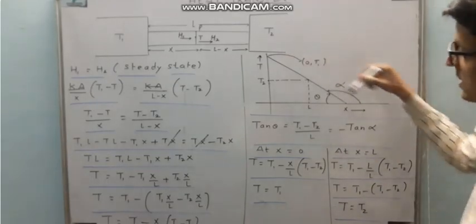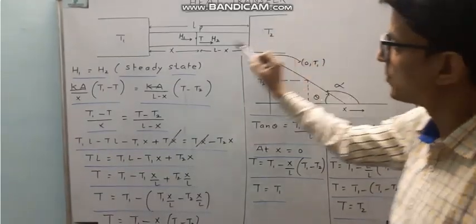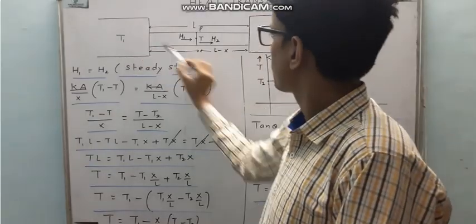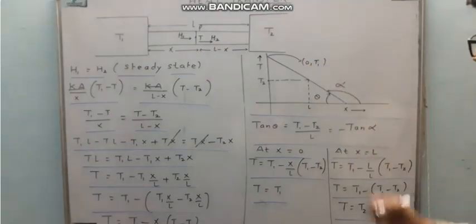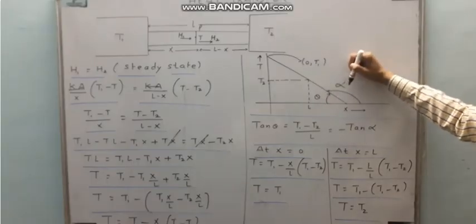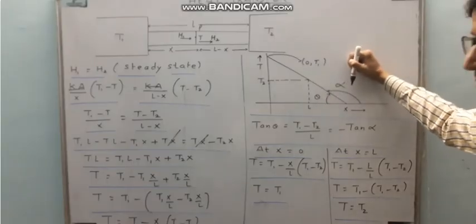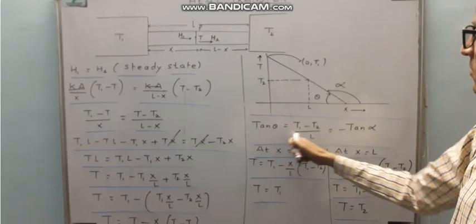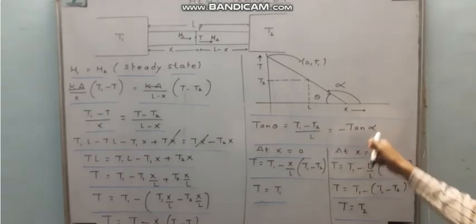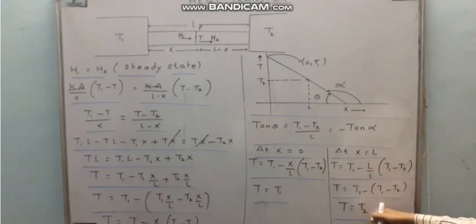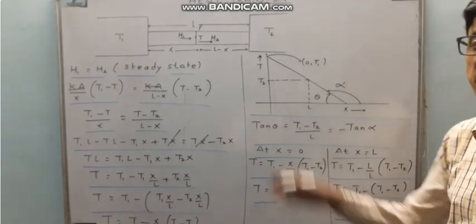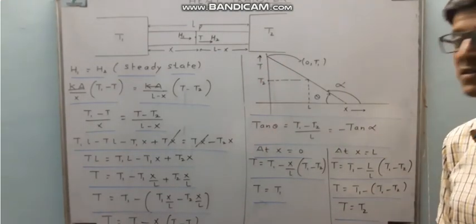So the graph will be like that. At X is equal to 0, temperature is T1, and at X is equal to L, temperature is T2. So this will be the graph. Suppose this angle is theta, this angle is alpha. From the standard equations of slope, we can say that tan theta will be T1 minus T2 by L, which will be minus of tan alpha. At X is equal to 0, temperature is T1, X is equal to L, temperature is T2. This can be verified from the figure itself.